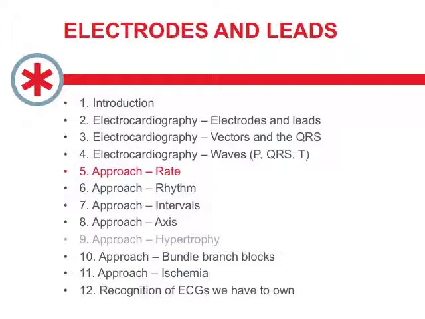So at this point, we're really talking about the approach to the electrocardiogram, which I think everyone should have a standardized approach. And certainly a very reasonable one is what you see here with a look at rate, rhythm, intervals, axis, hypertrophy, which we're not really going to talk much about, as I mentioned, because it just doesn't change a lot in the transport environment. And then to look for bundle branch blocks, ischemia, and then pattern recognition for a bunch of the ECGs we need to know. So today we're really going to talk about heart rate.